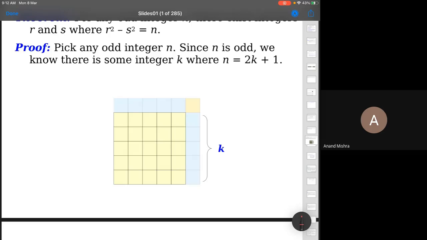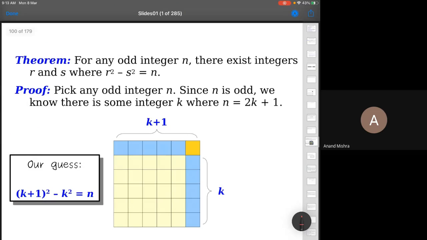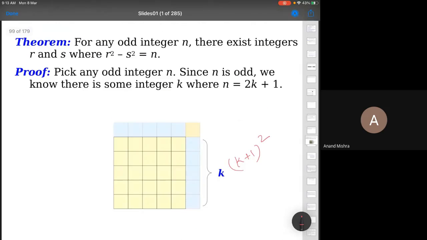So now what is the size of this square? Sorry, what is the size of this square? Anyone? Yeah, k plus 1 square, right? So the area of this square is k plus 1 square. So if I remove k square from this square, what will happen?